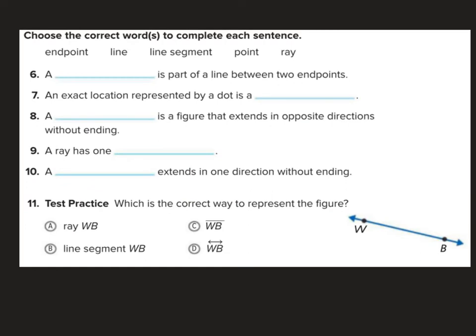Okay, choose the correct words to complete each sentence. So a blank is a part of a line between 2 endpoints. A line segment. A line segment is a part of a line, and it's between 2 endpoints. An exact location represented by a dot is a point.